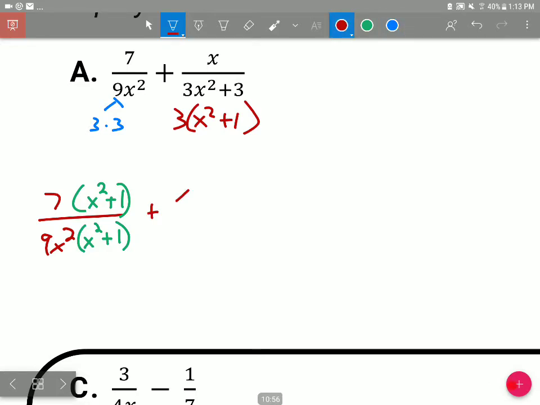Plus x over 3 times x squared plus 1. And there's 1 right there. Question. What does the first one have that the second one needs? It's already got 1 3. Does it need another one? Yes, it does. It needs to have 2. The first one has 2, so the second one has to have 2 as well.